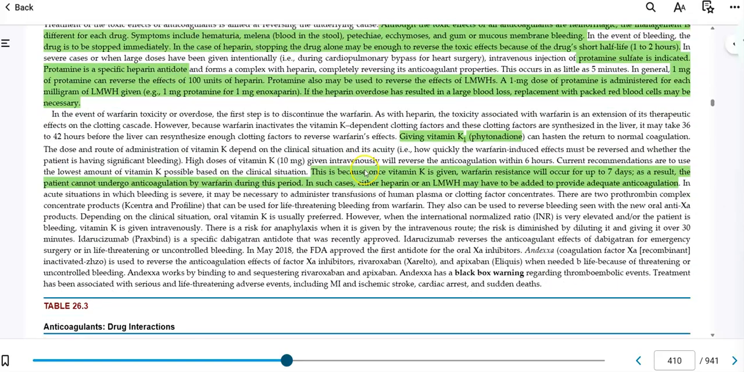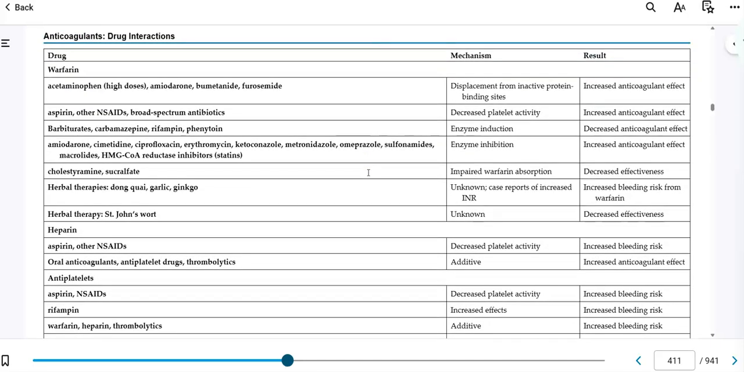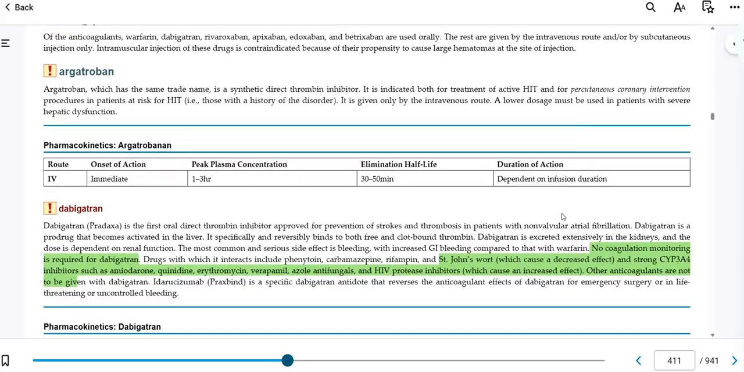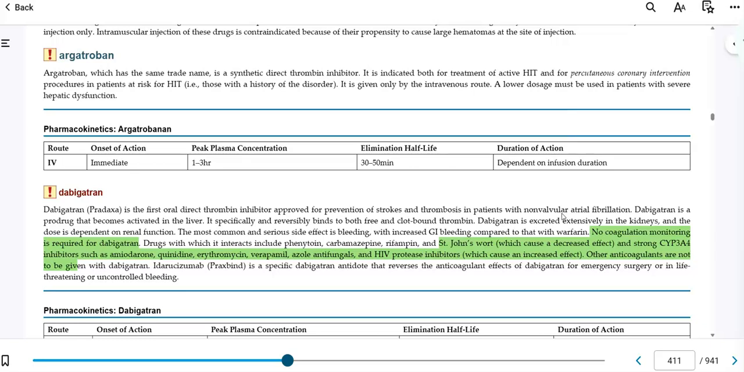Then I also wanted to show you table 26.3 because it shows us a lot of interactions. Enzyme inhibition inhibits a lot of the metabolism of these medications. We can also have displacement of the drug from inactive protein binding sites. We can also have a decrease in vitamin K absorption or synthesis because of the natural flora in the gut, and it can cause alteration in platelet counts or activities. Under this one, we have 3 different medications. Let's look at those.